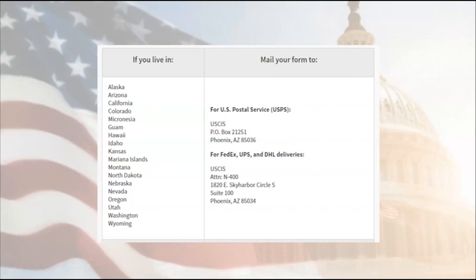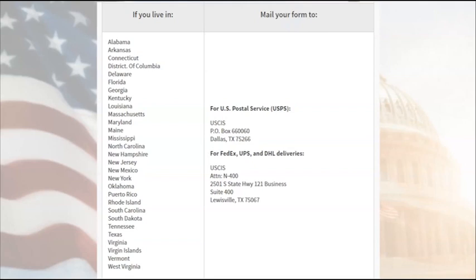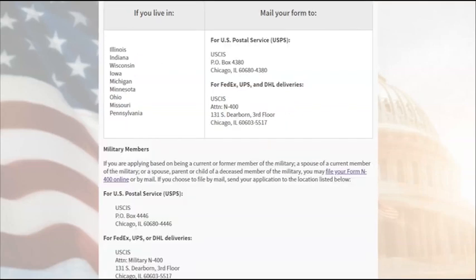To the left-hand side, you have different states, including California, Hawaii, Kansas, and many other states. If you are applying and you live in one of those states, to the right-hand side, you have the addresses where you need to send your application. The same here. Look at the list of states to the left-hand side, and you will be mailing your N-400 application with all supporting documents to the address on the right-hand side. And finally, we have the other states here, which end with Pennsylvania, and the same thing.